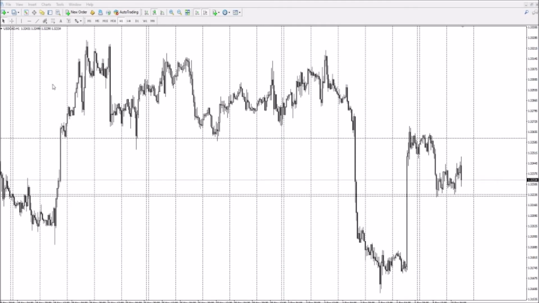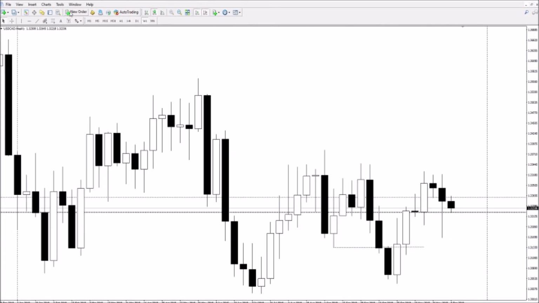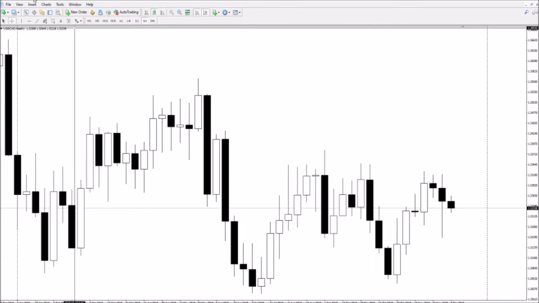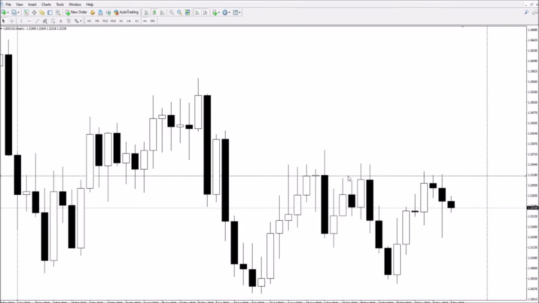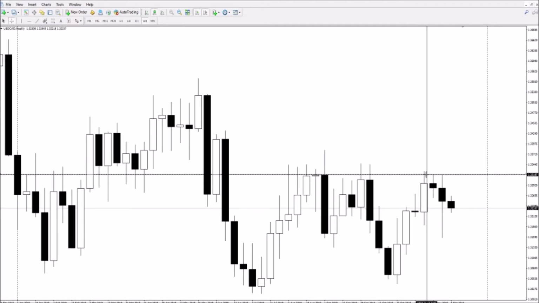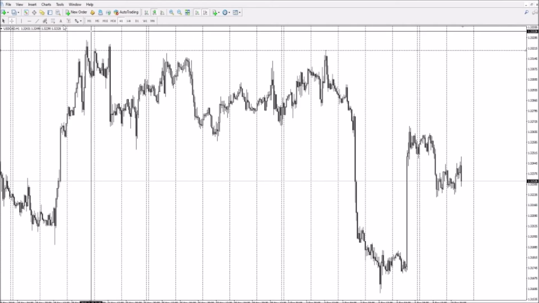Dollar CAD was the main play of last week, and I'll quickly go over why we shorted it. Let me just clear this up for you. So price was coming up into these highs, so the path of least resistance was to the downside. So we were looking for a break to the downside.